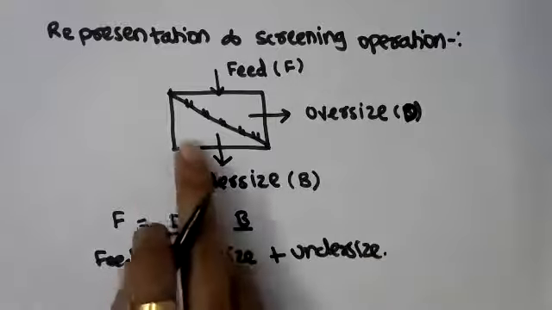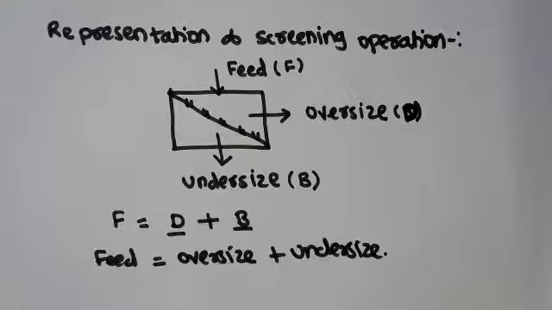So in this way, if you use one screen, then you will be able to obtain two fractions, oversize and undersize. If you use two screens, you will be able to obtain three fractions. So number of fractions which can be obtained by screening is equal to number of screens or screening surfaces plus 1. So if there are 10 screens, then 11 fractions can be obtained. That means the single solid sample can be separated into particles of 11 size ranges, right? So number of fractions obtained after screening is equal to number of screens plus 1. Now let us try to understand some more fundamentals of screening.